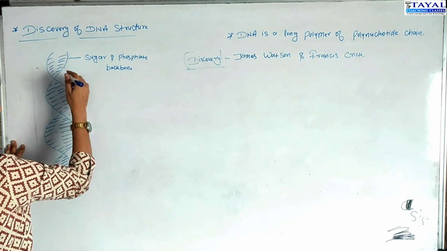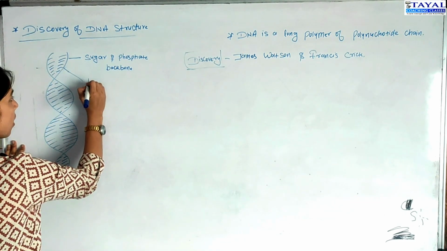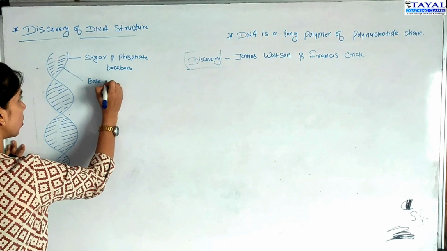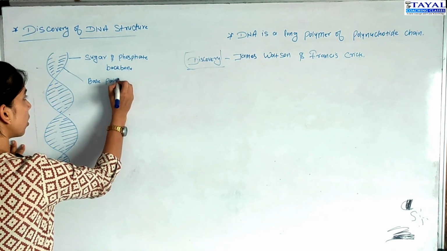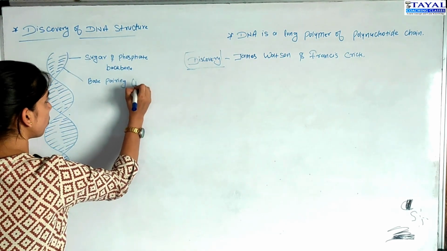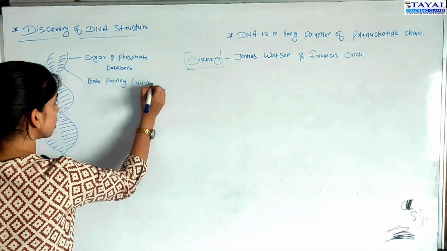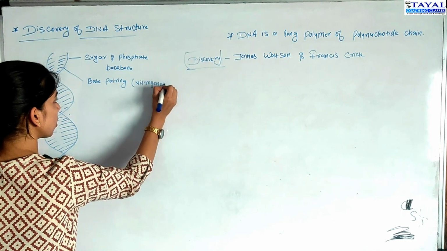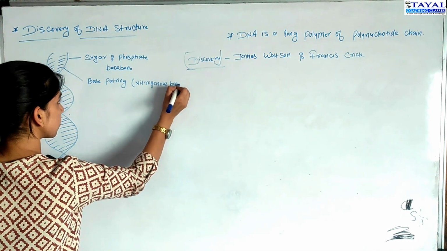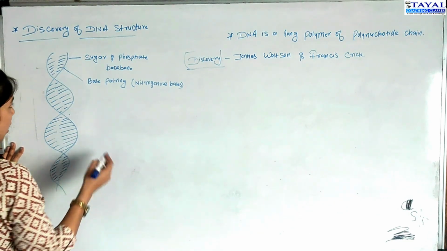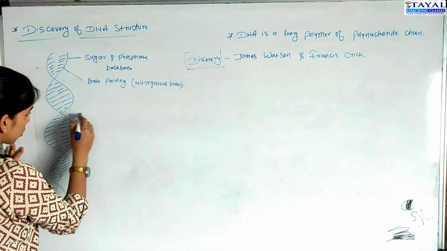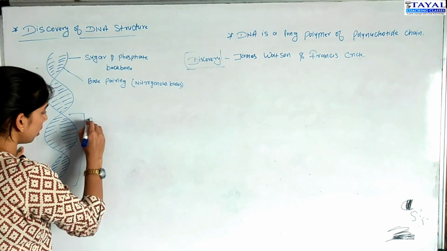Then this inner projection which you can see is the base pairing of nitrogenous bases. And this is one complete turn of DNA.